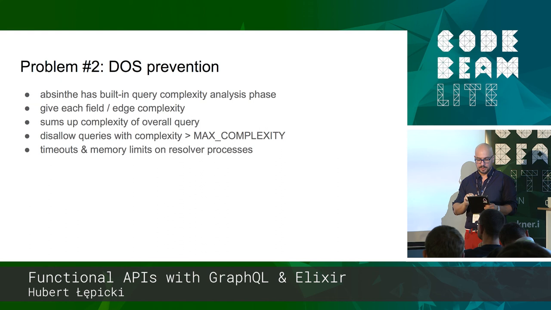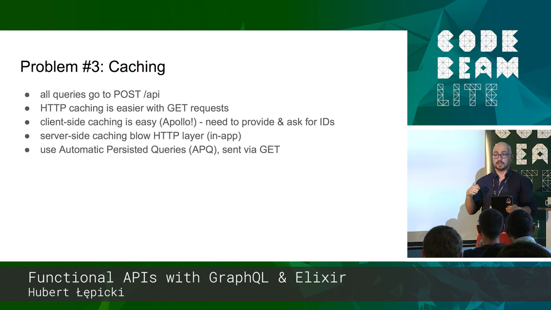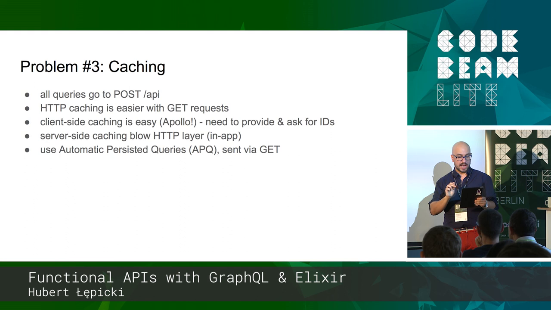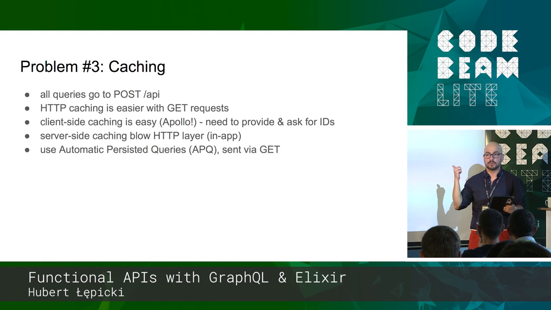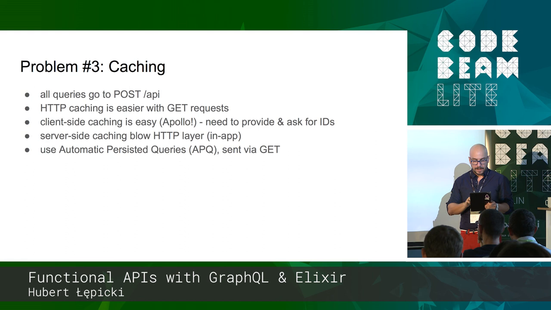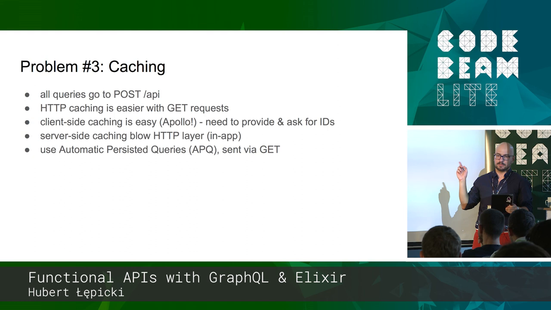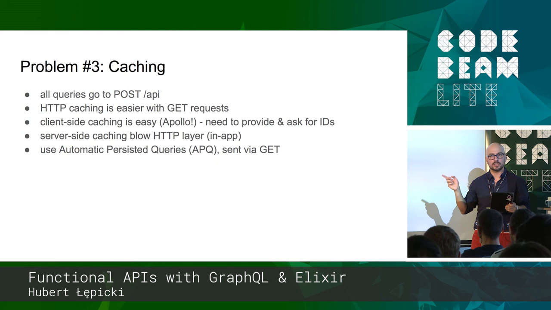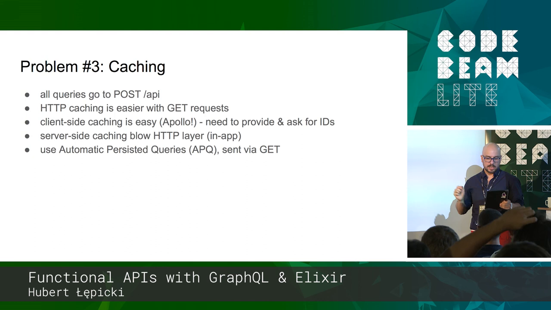The third problem with GraphQL that I stumbled upon is caching. Like, how do you do caching? If you're sending all the queries to POST /api, how do you do HTTP caching on that? Well, the answer is you don't. Instead, you rely on client-side caching, and in JavaScript there's a wonderful library called Apollo, and it's awesome at client-side caching. You can also cache some stuff within your resolvers in your implementation, something like Cachex or whatever. There's another mechanism that I'm not going to talk about, to issue the queries using a GET and the hash of the query instead of the full query, so you're saving some bandwidth, and you can cache those APIs, and this is supported by Absinthe.